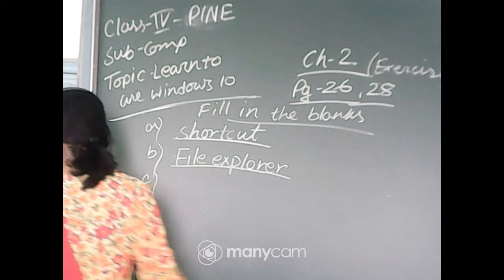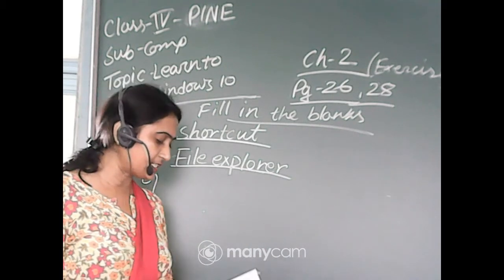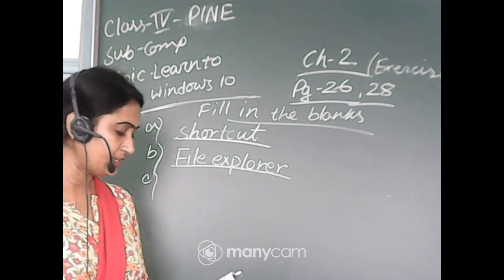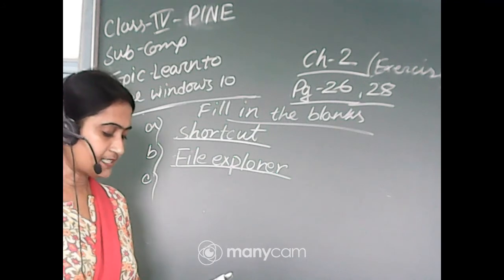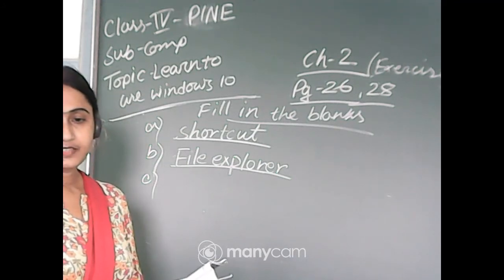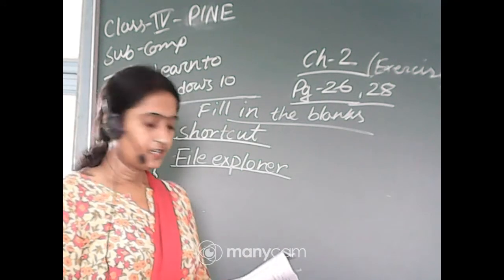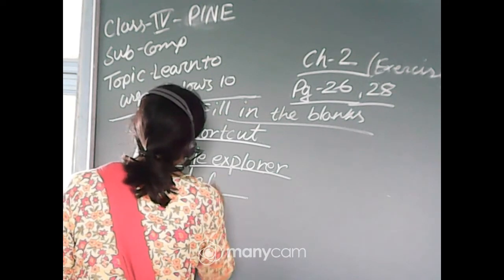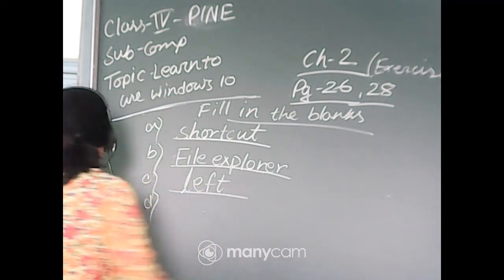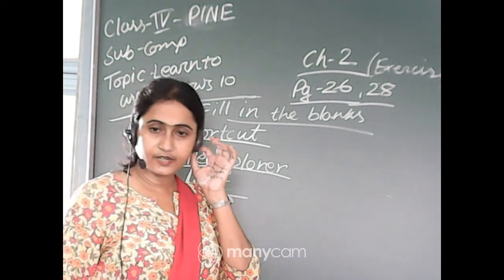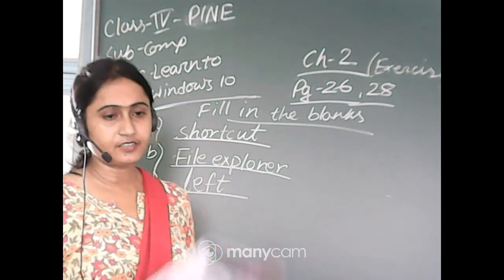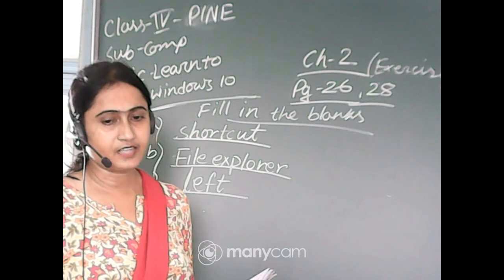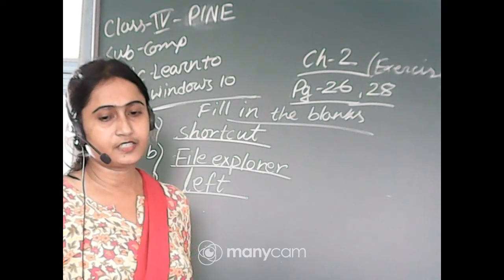Next, number C. The start button is displayed at the dash corner of the screen. Which corner? Left corner. Left corner of the screen. L-E-F-T. Zerin, you are correct. Jishan, write down the answer, beta. If it is incomplete, please complete it now, otherwise you cannot write it in your exam.